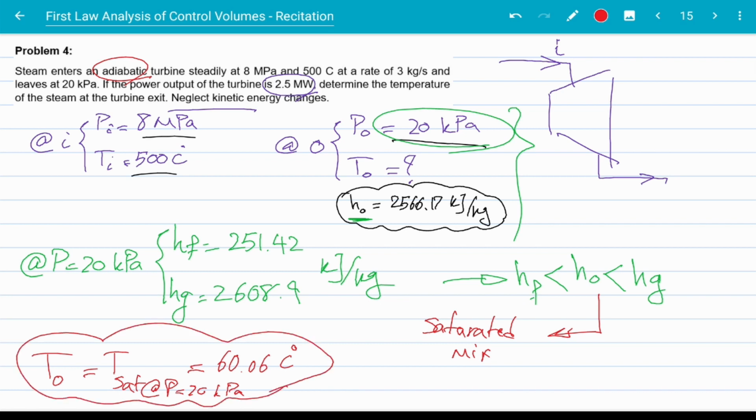So basically, we found the enthalpy at the outlet using the first law equation. Then I checked that enthalpy with the enthalpy of saturated liquid and saturated vapor at the same pressure. I found that my enthalpy is between these two values, so we are dealing with a saturated mixture. We are inside the dome. Inside the dome, in the saturated mixture zone, temperature and pressure are functions of each other. So the temperature is the saturation temperature at the pressure of 20 kilopascals, which is 60 degrees Celsius.